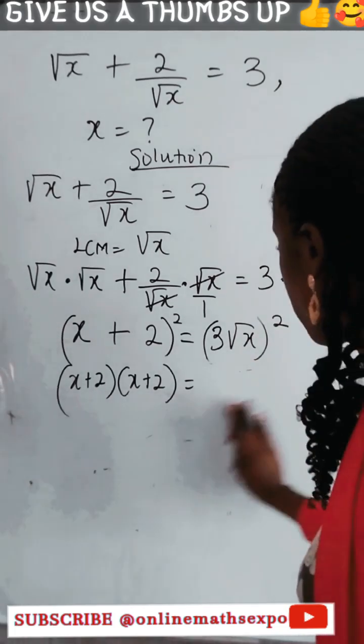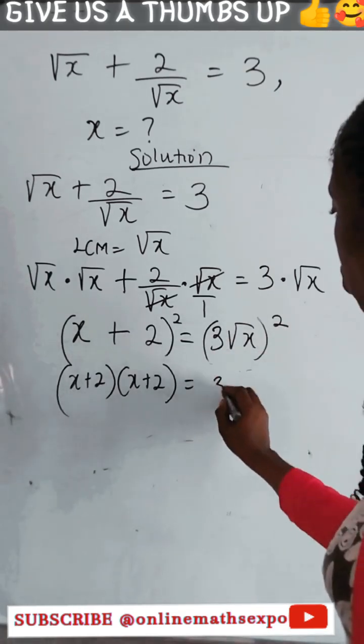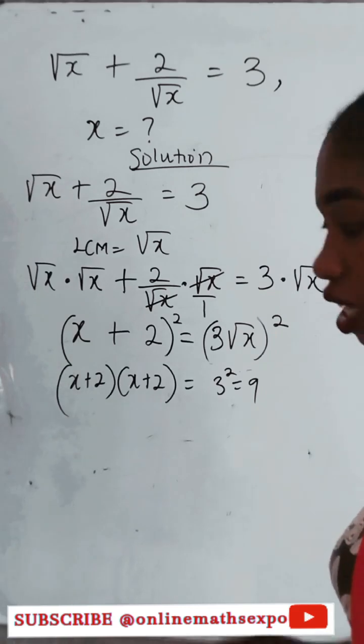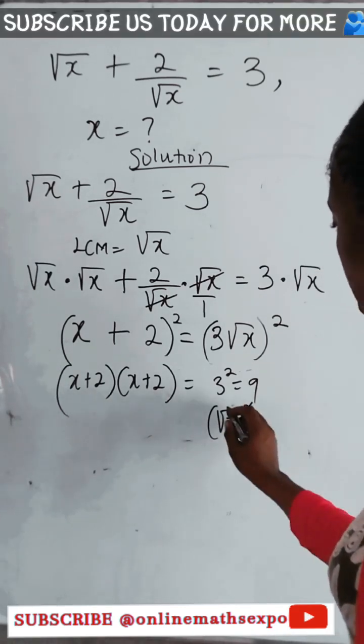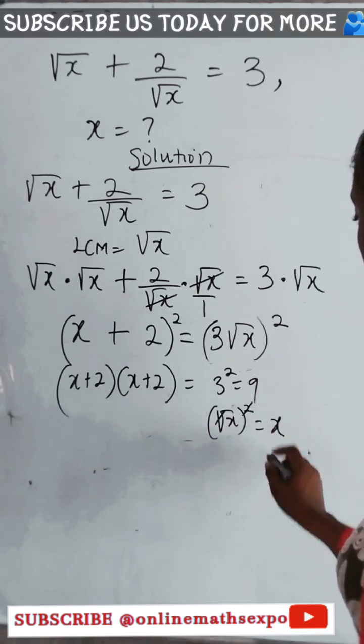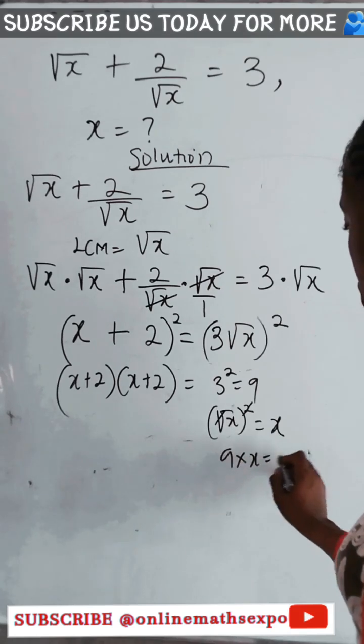So at this point, it means that 3 will be raised to the power of 2, and 3 to the power of 2 will give us 9. And also root x will be raised to the power of 2. This will cancel, so we have what? x. So we are going to multiply 9 by x, and 9 multiplied by x will give us 9x.